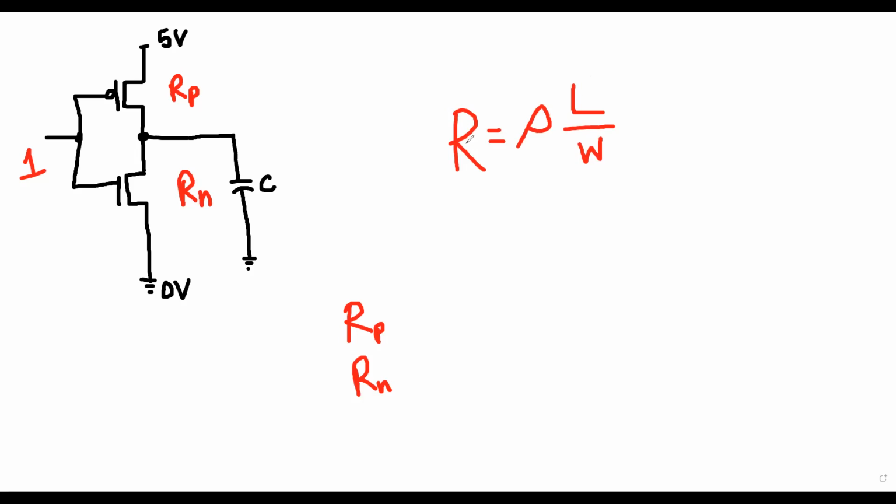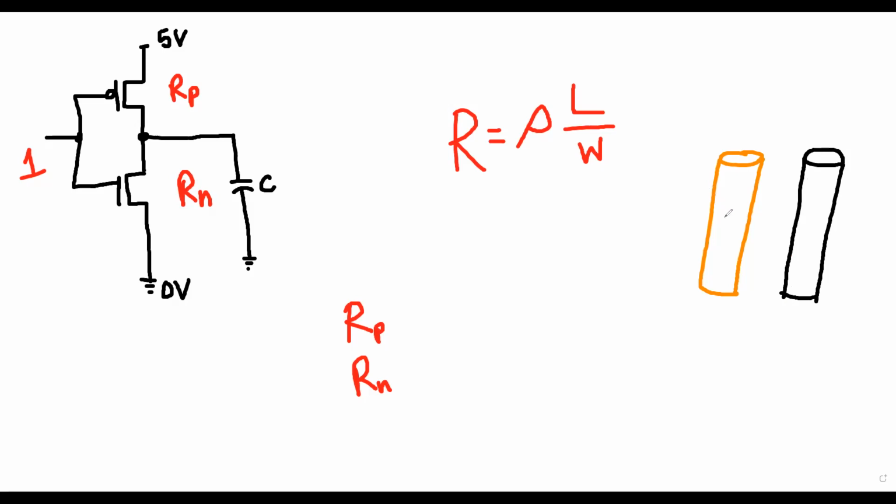So, let me show you. If I give you a gold cable and if I give you an iron cable, they are equal in dimensions, right? Which one has more resistance? The gold one or the iron one? Which one has more resistance? Which one has less resistance?